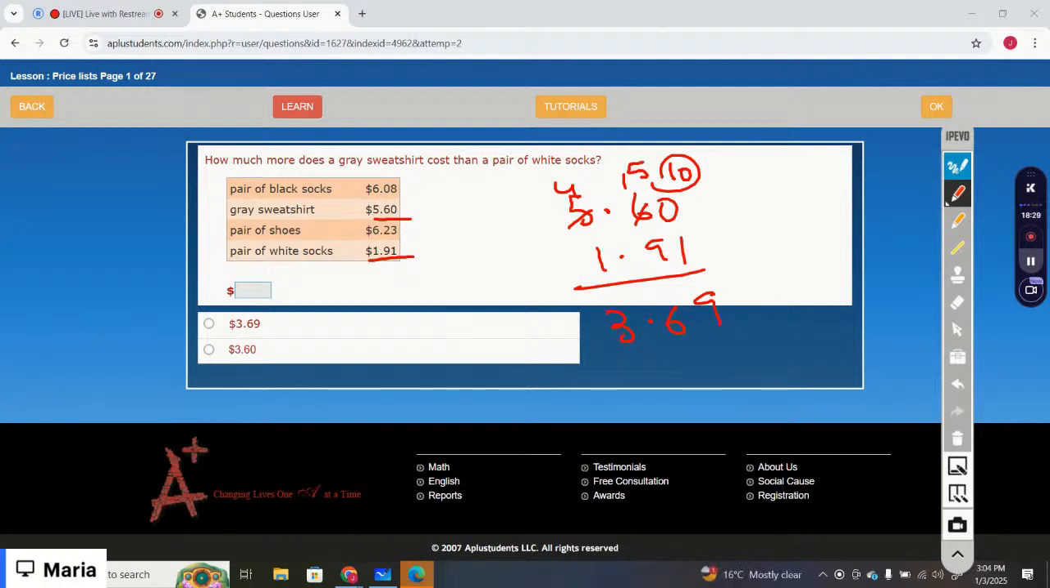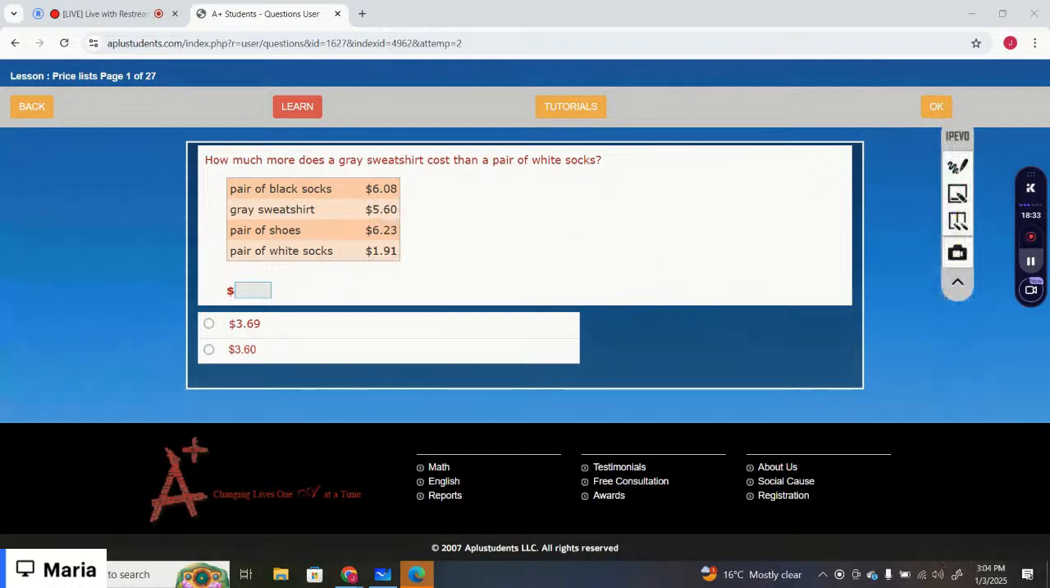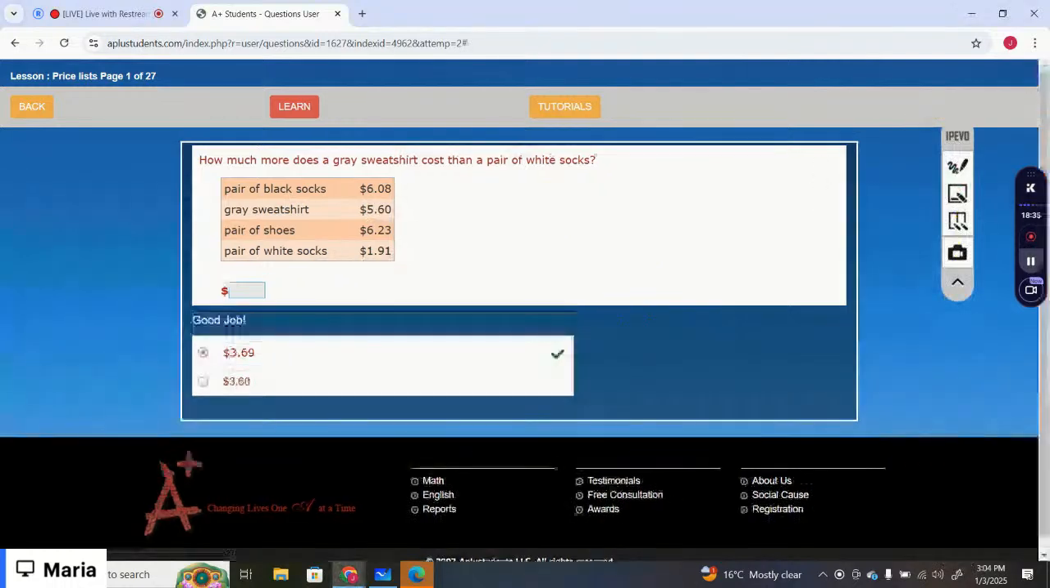That means the gray sweatshirt costs $3.69 more than the white socks. Option number 1 is the correct option.